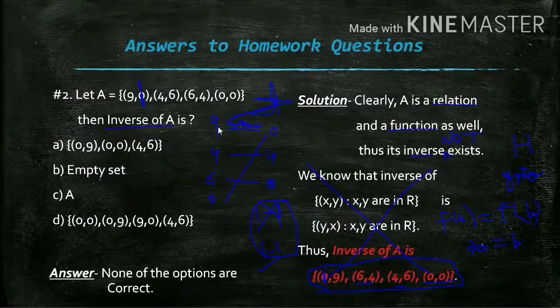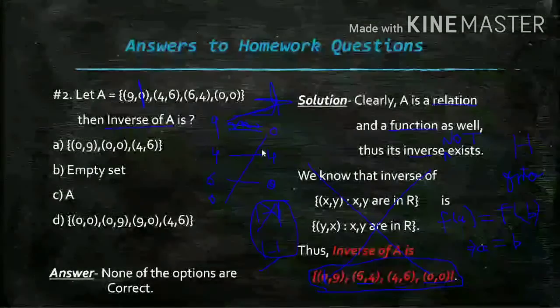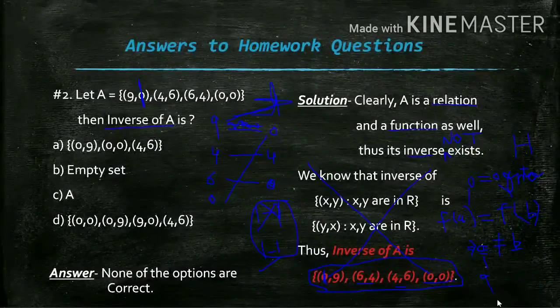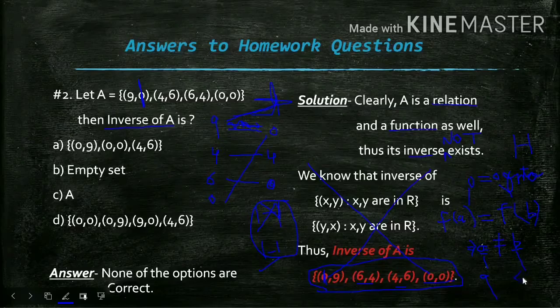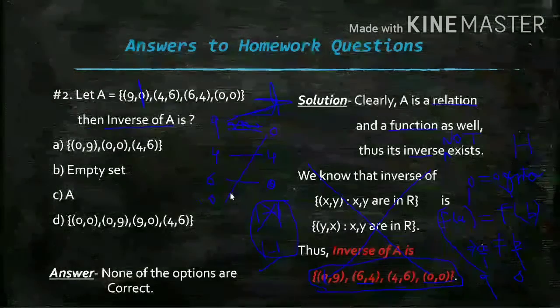But here you can directly say that f(a), the image of 9, is 0, and the image of 0 is also 0. That means 0 is nothing but f(a) and it is also f(b). But a and b are not equal in this case, where a is 9 and b is 0. These are not equal, no? So by that definition, you can also say it's not a 1-1 function. And by the graph, you can directly say it's a many-one function.